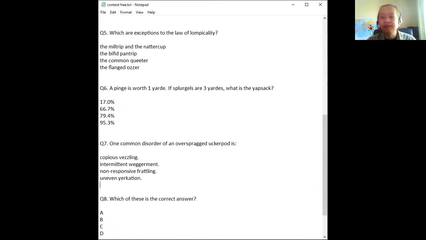Question five. I feel I can see there are more people here. Let's see, Pauline. I feel it's your turn. Oh my goodness. So, which are the exceptions to the law of lumpicality? Now, it's a legal question, so Jason would have had an advantage here. But is the answer the miltrip and the nattercap, the bifid pantrip, the common quitter, that's a good one, or the flanged ozzer? What did you go for?